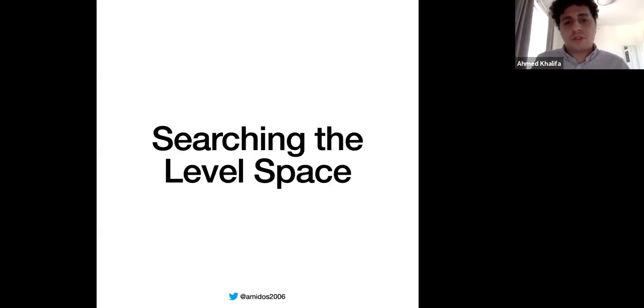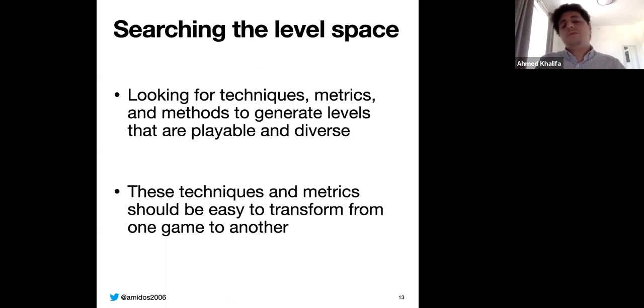The first part is searching the level space. Searching the level space is looking for techniques and metrics and methods to generate levels that are playable and diverse. So we just want to do that and make sure that we can apply them to multiple different games, so it's easy to transfer it between games, just as a proof of concept.